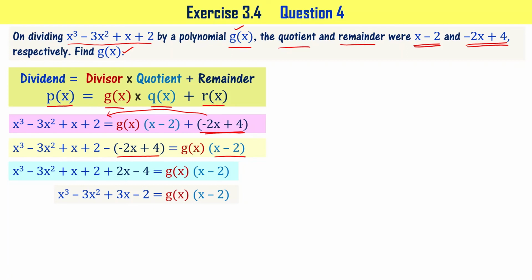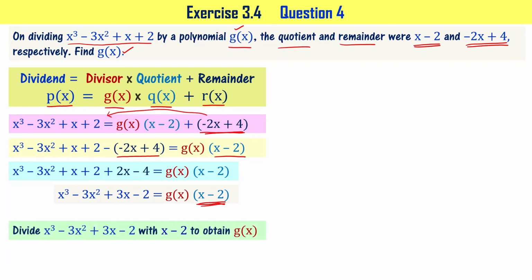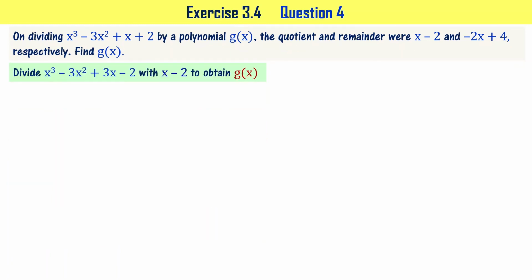Now, if you take this x minus 2 on the other side, what is going to happen is g of x is going to be equal to x cube minus 3x square plus 3x minus 2 divided by x minus 2, right? It means g of x can be obtained by dividing the given polynomial p of x with x minus 2. Let's do that now. Let's divide x cube minus 3x square plus 3x minus 2 with x minus 2 so that we can obtain g of x.